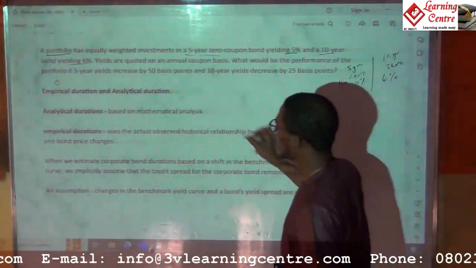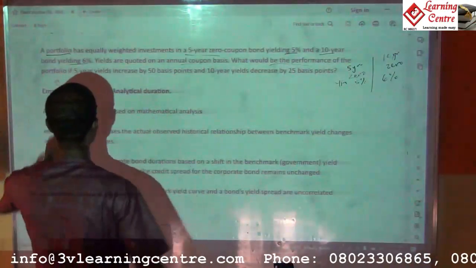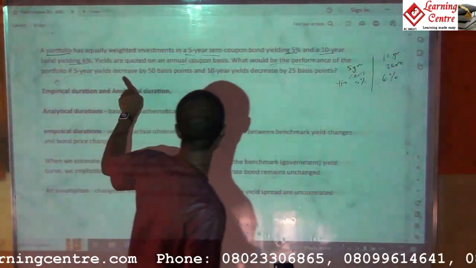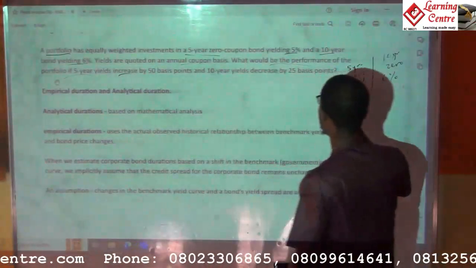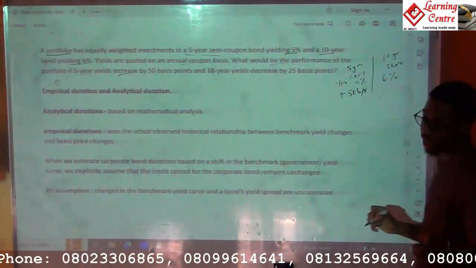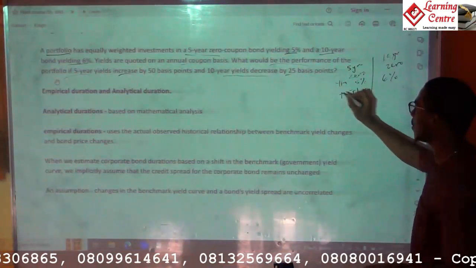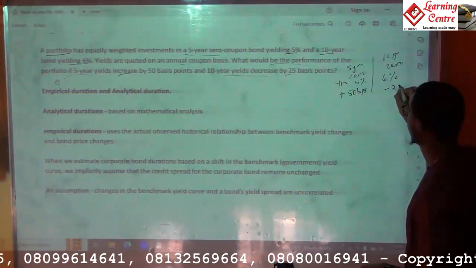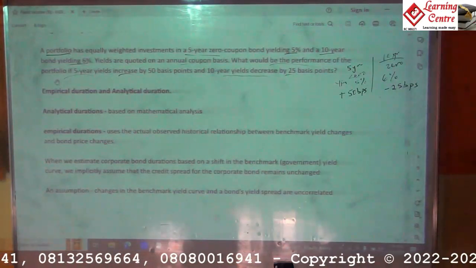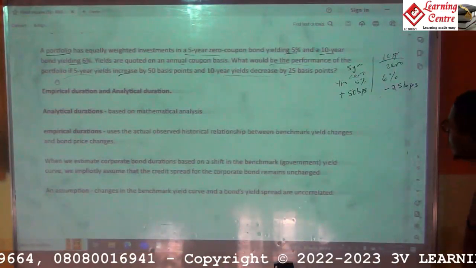They are quoted on annual compounding. What will be the change in the value of the portfolio if the 5-year yield increases by 50 basis points, plus 50 bips, and on the shorter end of the curve, the 10-year yield decreases by 25 bips? Remember our formula.